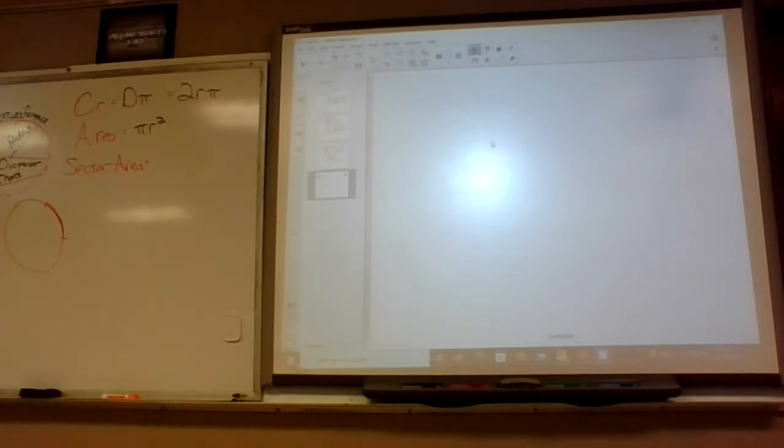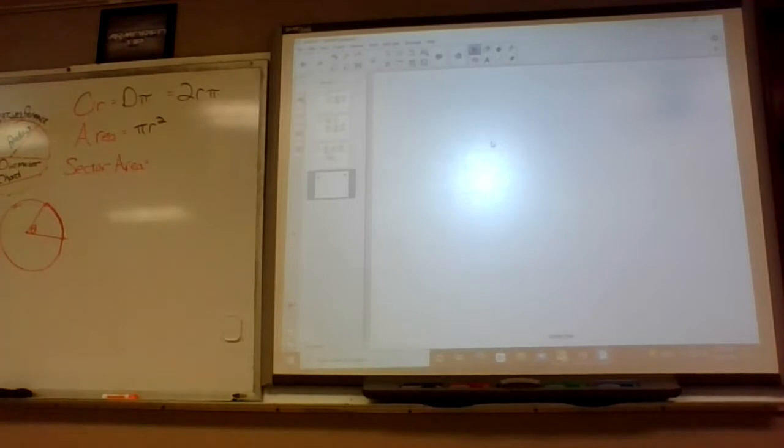Okay, the next thing is sector area, but first we need to talk about what a sector is. I didn't draw that very well. A sector is a portion of the circle that's outlined by 2 radii. So basically it's like a piece of pie.